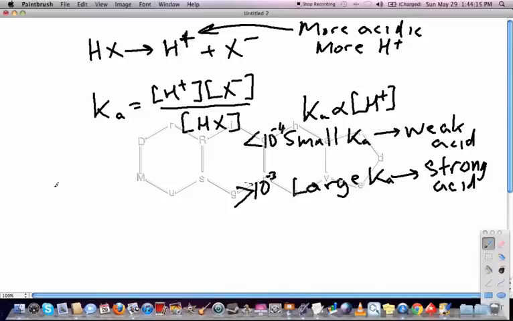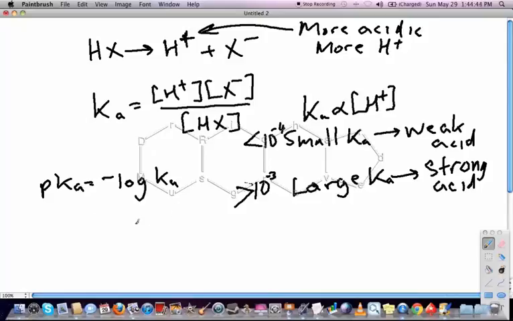There's also a relationship between pKa and pH, as well as Ka and pKa. So let's take a look at what that is. We know that pKa is equal to the negative log of the Ka. And what we find is that this relationship about weak and strong acids gets reversed when we talk about the negative log of the Ka.